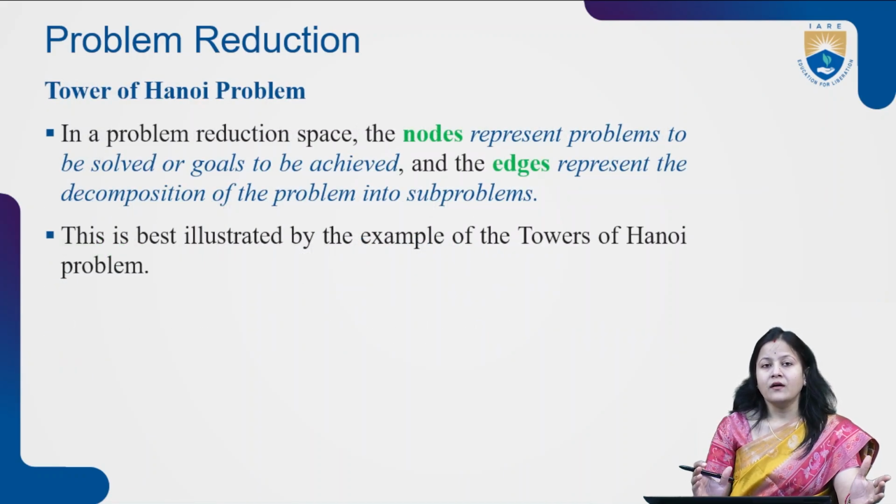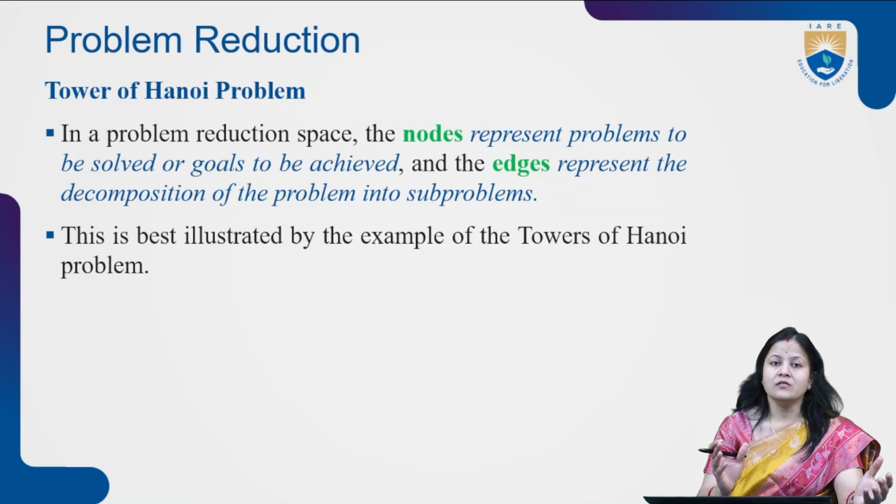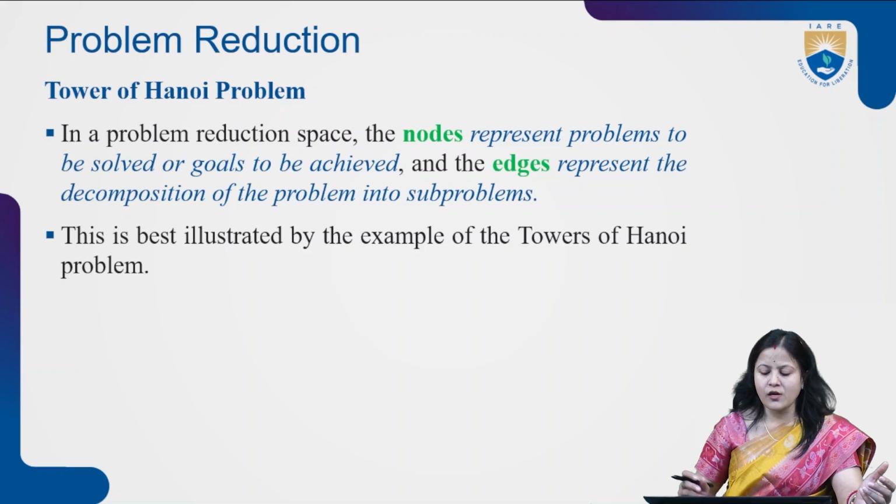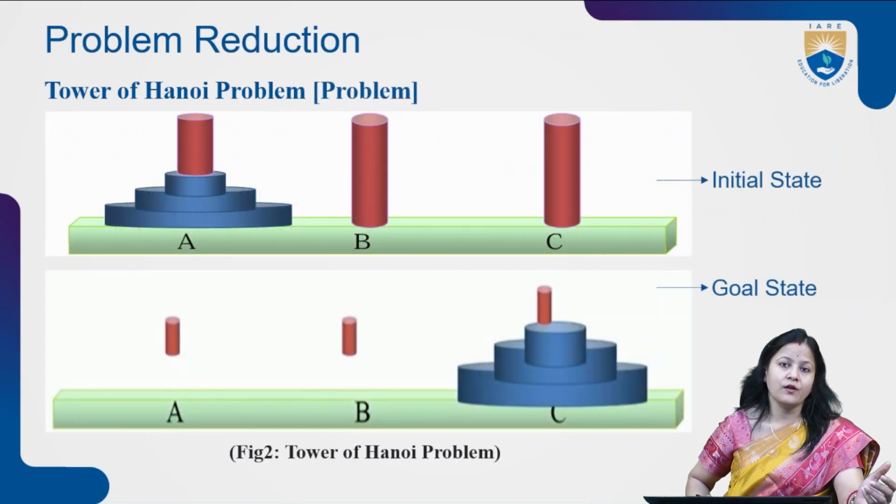Now I'll explain two classical examples of how this problem reduction can be solved, using the Tower of Hanoi problem. This is a classical example of problem reduction. In the problem reduction space, the nodes represent the problem to be solved or goals to be achieved, and the edges represent the decomposition of the problem into sub-problems. We can illustrate this with the help of the Tower of Hanoi problem.